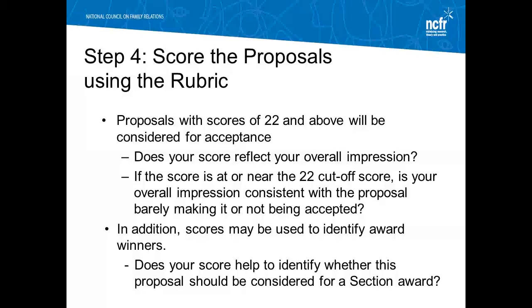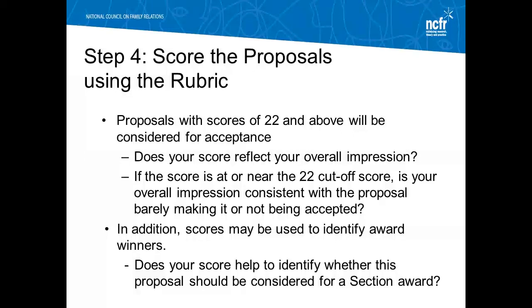Questions to ask yourself are, does this score actually reflect what my overall impression is? For example, if the score is at or near that 22 cutoff score, what does your overall impression tell you? Is that consistent with the quality of the proposal? Do you think it should be accepted? Do you think maybe it falls just below what should be accepted? So pay special attention to that final score and see, is that really showing what your overall impression is?